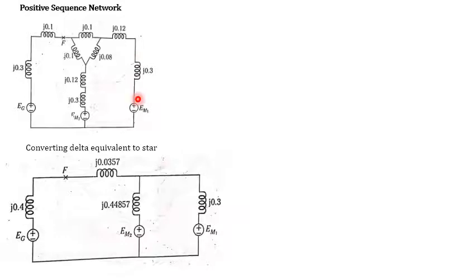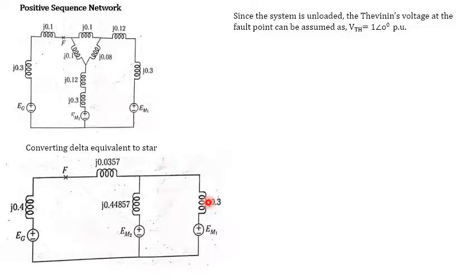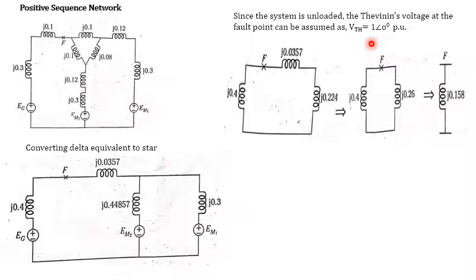One thing we need to observe here: in the positive sequence network, the source of EMF should be short circuited. So this is what we get: 0.0357 and 0.44857. Here the system is unloaded, so we consider V Thevenin as 1 at an angle 0. We already discussed this.